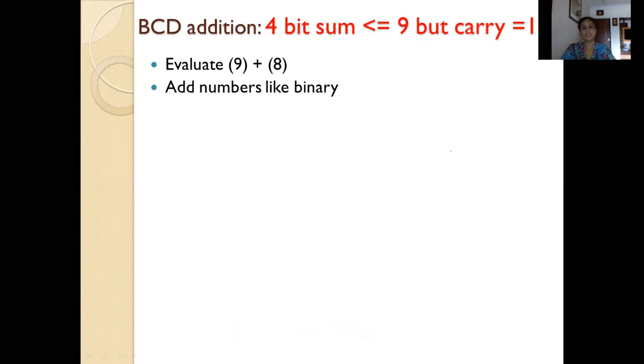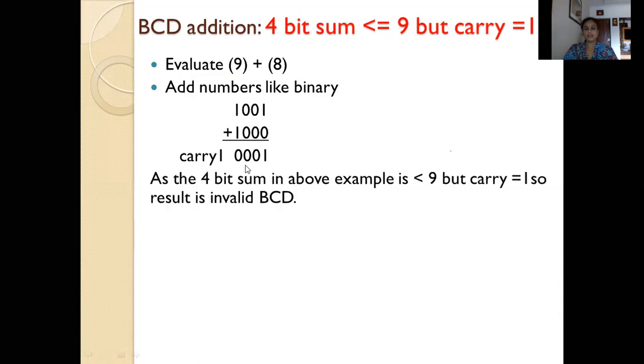So let us add the numbers in binary, that is 1001 plus 1000. If you add this, what is the sum? Sum is 1 as it is, 1 plus 1 is 0 and carry 1. So you can see here the answer is 5-bit and it is 10001. In that case, though this sum is less than 9, carry is generated which is equal to 1. So therefore again we have to add a correction factor to this.